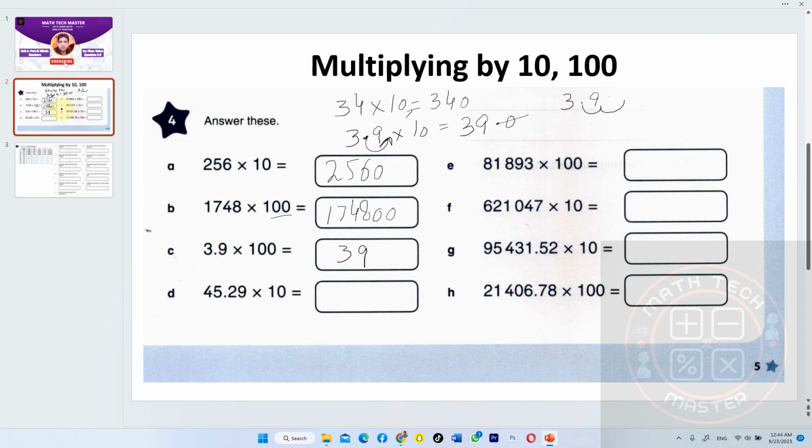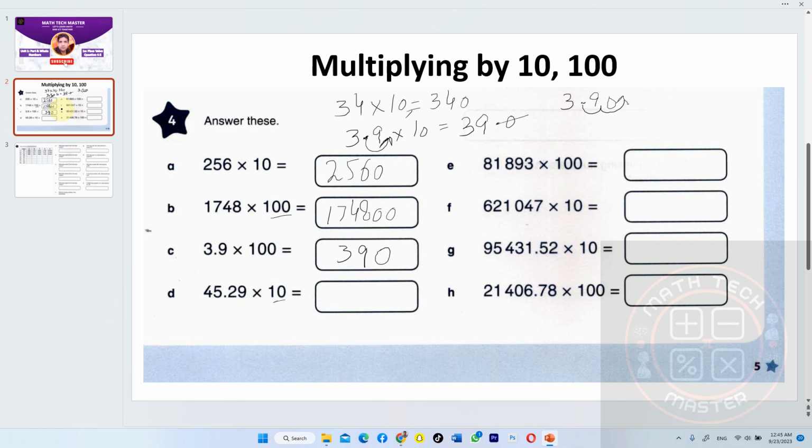So what will we do? We will add one 0 with it. So it will become 390 and this decimal will come to this place. So it will come out to the right side. So our number will be 390. So in the D part, it will be more clear to us.